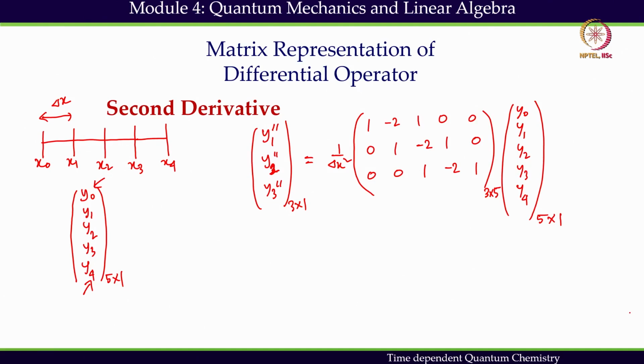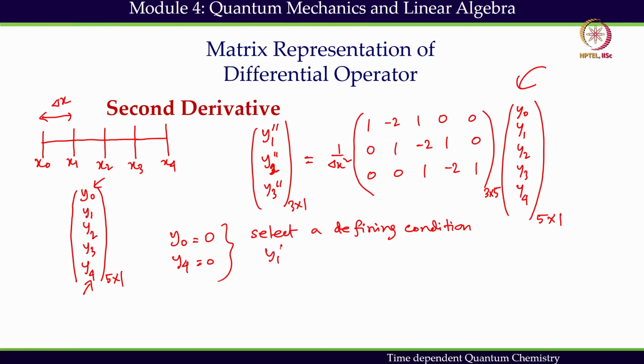And if, for some reason, we can say that y0 is 0 and y4 is 0 when I'm defining the function for the first time, if I select a defining condition like this, so initial value is 0 and final value is 0, then we can eliminate these two values and write down another simplified form, which is going to be y2 dash and then y3 double dash is equal to delta x square. Then this is going to be now reduced.